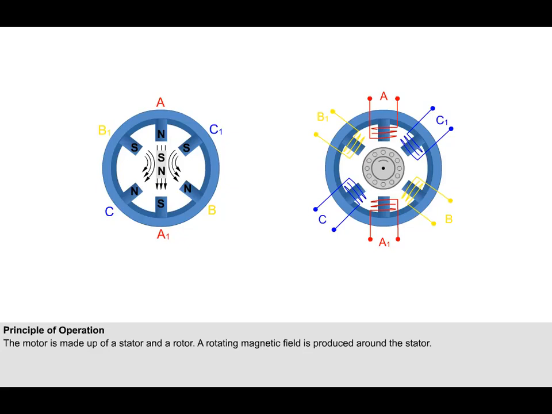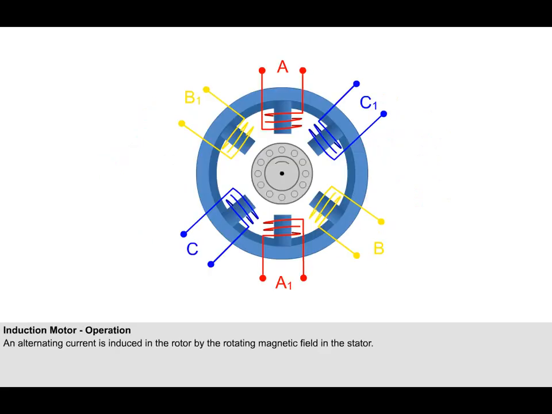There are two types of rotating field AC motors in common use in aircraft installations. They are known as synchronous motors and induction motors. We will look at them both, beginning with induction motors. The induction motor gets its name from the fact that an alternating current is induced in the rotor by the rotating magnetic field in the stator. It is the most commonly used AC motor because of its simplicity, its robustness, and because it is relatively cheap to produce.